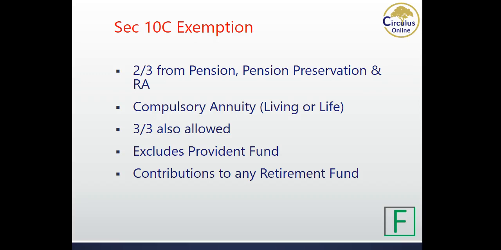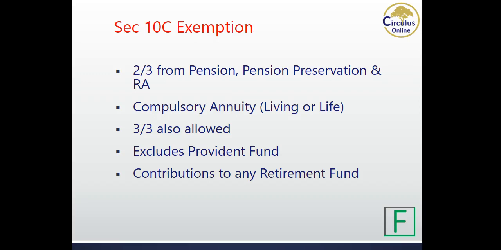This is only applicable to the two-thirds that comes from a pension fund, a pension preservation fund, and a retirement annuity. And you must have bought a compulsory annuity. Now, it doesn't matter whether it's a living or a life annuity. It also doesn't matter if you use the full fund value of that pension, preservation or RA fund to buy it. So in other words, you use the full three-thirds. As long as it's a compulsory annuity and the money came from one of those three products, whatever amount, then you can apply Section 10C.